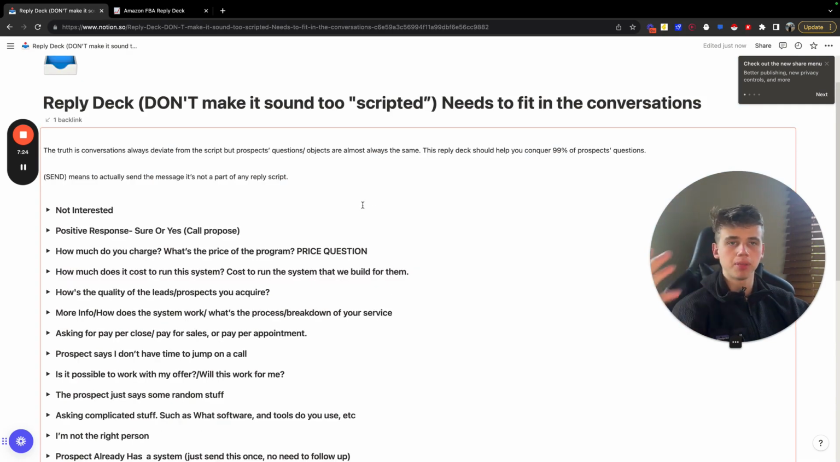For a lead gen offer, the reply deck is more simple, because when you sell to businesses, usually there's going to be fewer of the simple objections. These people know that you're selling them most of the time. Most of the time, business owners will have some sense that you are trying to sell them. So most of the time, the objections are going to be pretty simple.